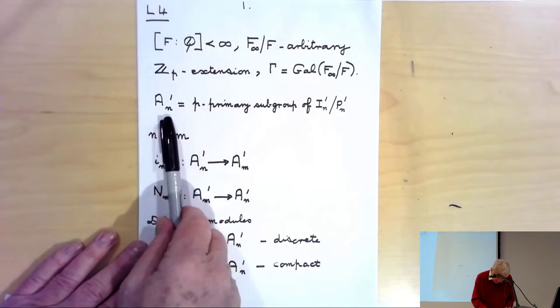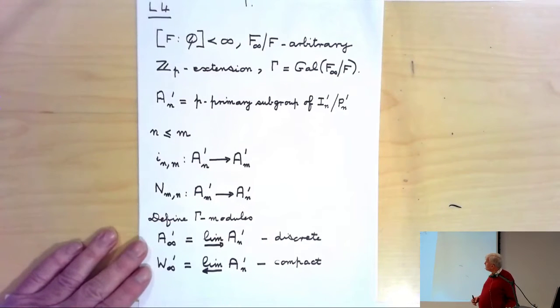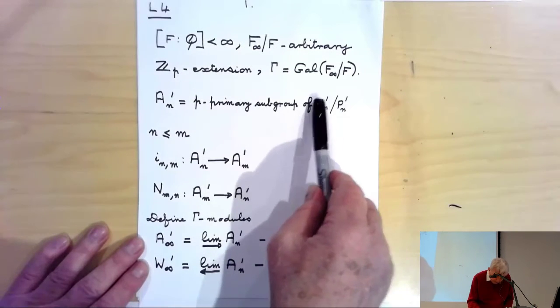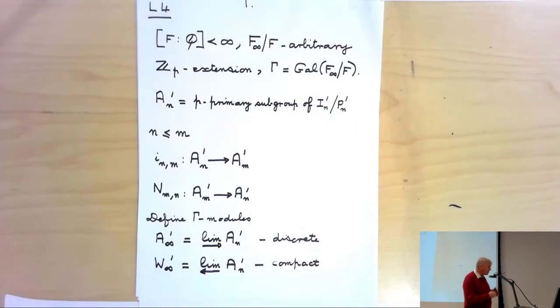And as in the past, A_n prime will be the p-primary subgroup of the prime I_n prime mod P_n prime. The prime indicates that always we throw away all the ideals dividing p, whether they're ramified or not. Because it needn't be in this extension that every prime above p is totally ramified. I don't need that assumption at all.